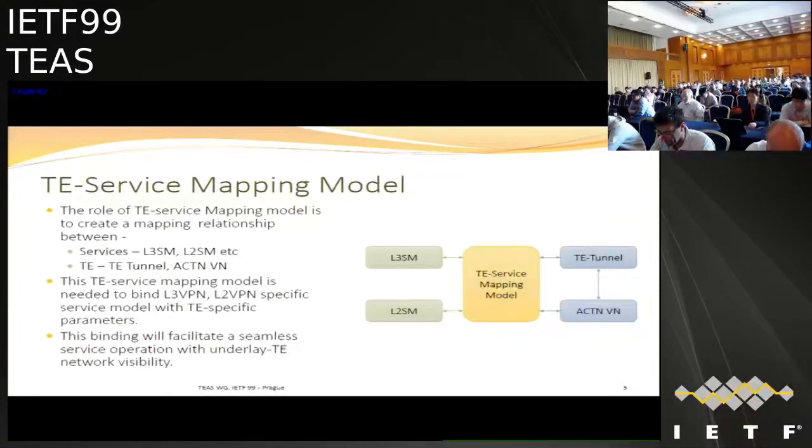This slide shows the relationship that, as we know, there can be multiple services. So we'll have services on the left-hand side, and you could either talk in terms of VN or in terms of TE tunnels. So those are things on the right-hand side. And this mapping model is the one that maintains the relationship between the two. Next slide.